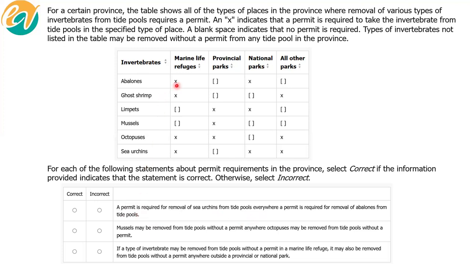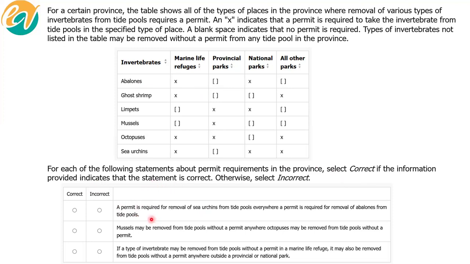So let's first hopefully understand the table. What does this X indicate? Can someone tell me? If the intent is to remove an abalone from a marine life refuge, then the permit is required, right? While if abalone is to be removed from a tidal pool in provincial parks, then no permit is required, and so on.